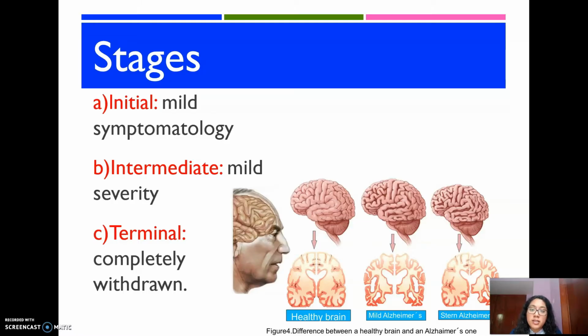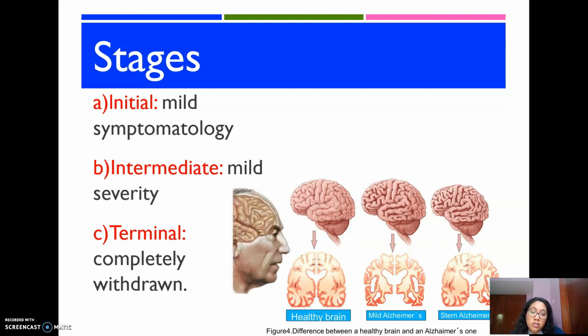Stages of Alzheimer. We have three main stages of Alzheimer: initial, intermediate, and terminal. Each one has its peculiarity. However, something that is really noticed in the three of them is the difference in the shape of the brain. For example, the healthy brain is bigger than the mild Alzheimer brain. This is because there is neuronal death.